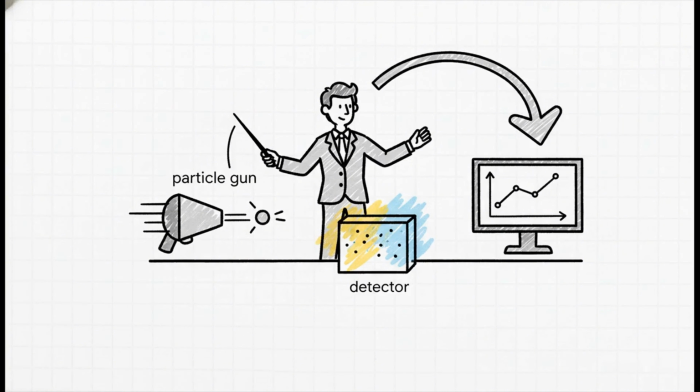Now, the whole show is overseen by something called a run manager. Just think of it like the conductor of an orchestra. It kicks everything off and tells the simulation to process a certain number of events. And an event is basically just one particle being fired into your virtual experiment.